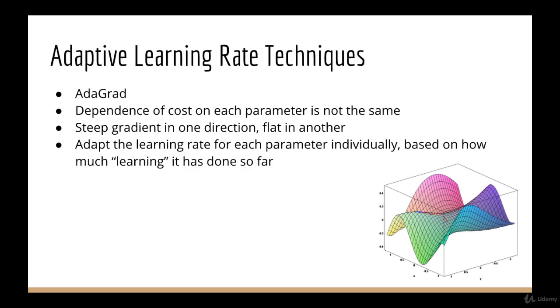The next couple techniques I want to talk about are what I like to call adaptive learning rate techniques, because they adapt to the training data that you've seen so far. The first one I want to discuss is called AdaGrad. The basic idea is this. We can't expect the dependence of the costs on each of the parameters to be the same. In other words, in one direction, the gradient might be really steep, but in another direction, the gradient might be really flat. So perhaps it may be beneficial to adapt the learning rate for each parameter individually based on how much it has changed in the past.